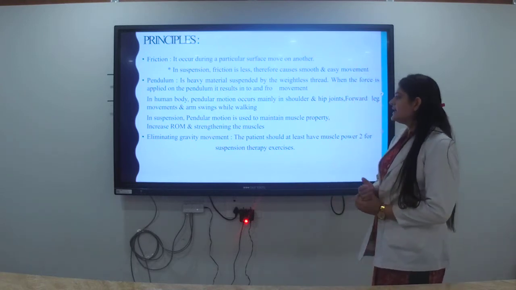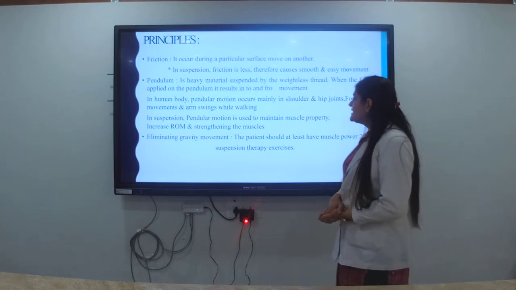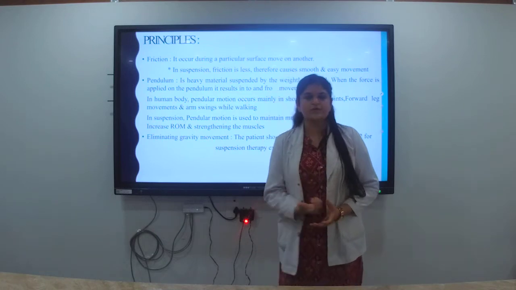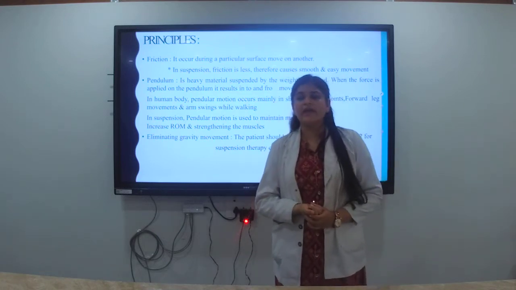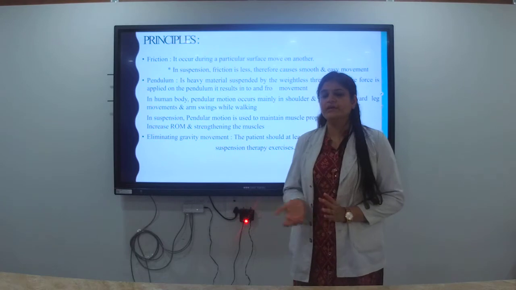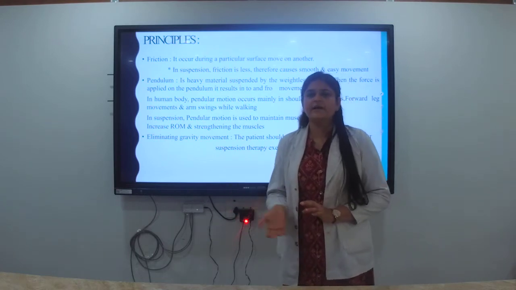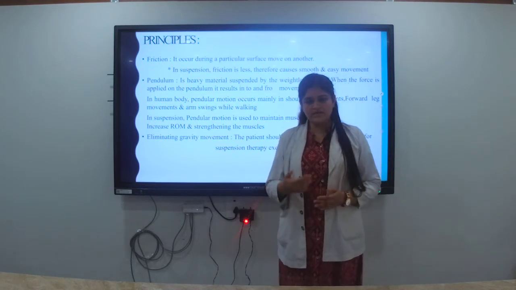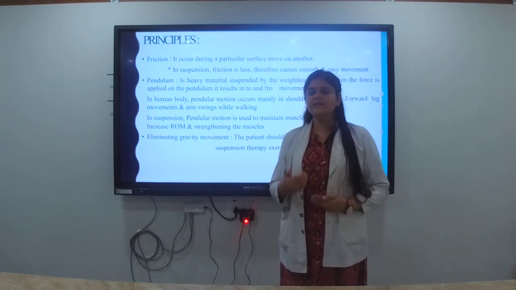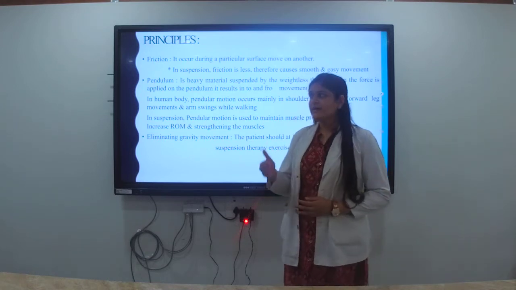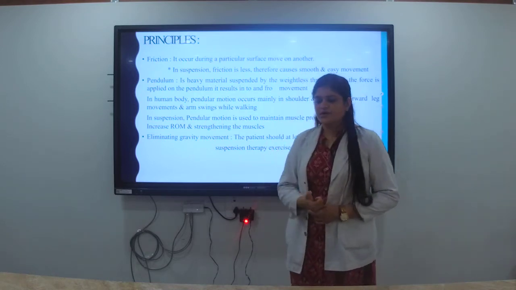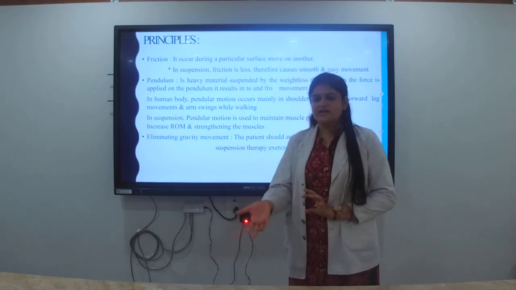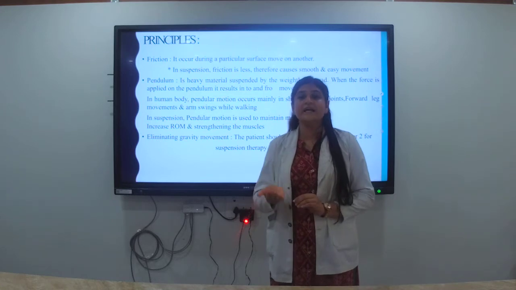The third principle that we will be talking about is eliminating gravity movement. Now, gravity is one such force that is constantly acting on every object in this universe, be it a live or an animated object. Today we are standing, we require our anti-gravity muscles to constantly work against the gravity to maintain this erect posture. So same goes about when a muscle is injured or when there is some nerve injury, we get to see that for that muscle to lift against the gravity is slightly difficult.